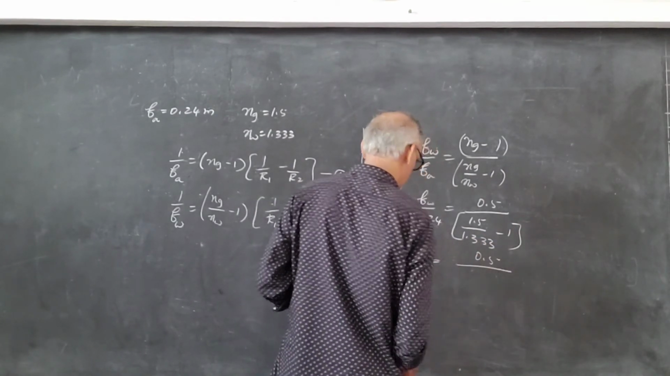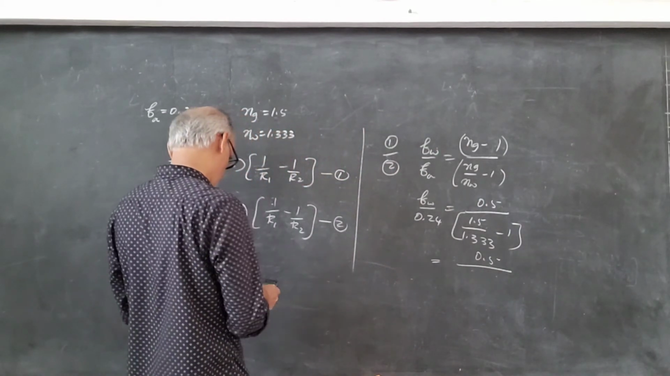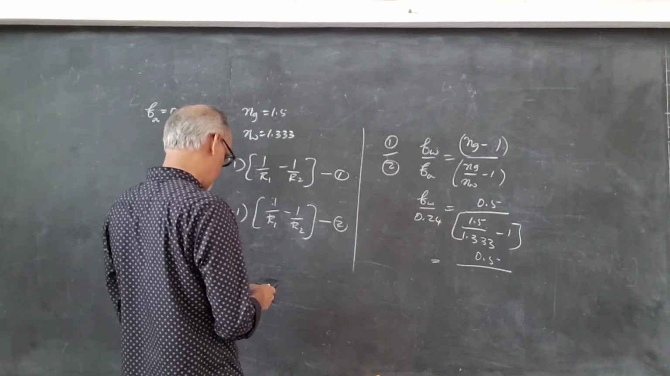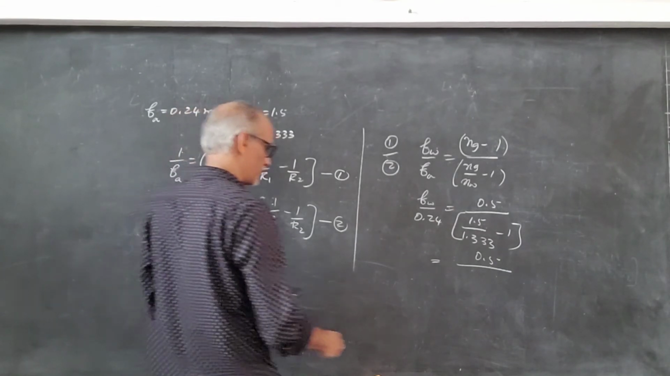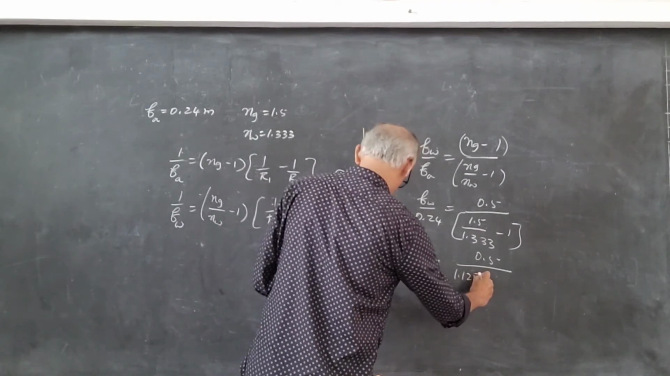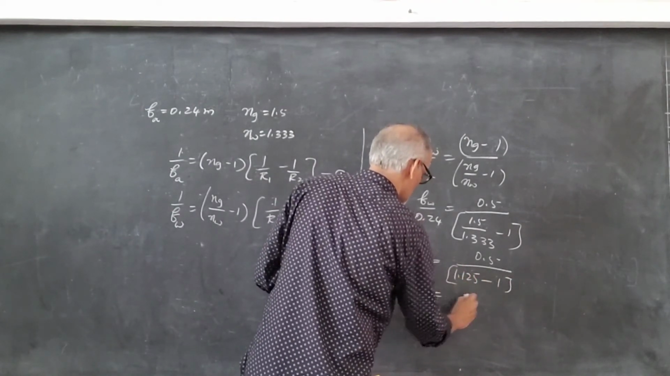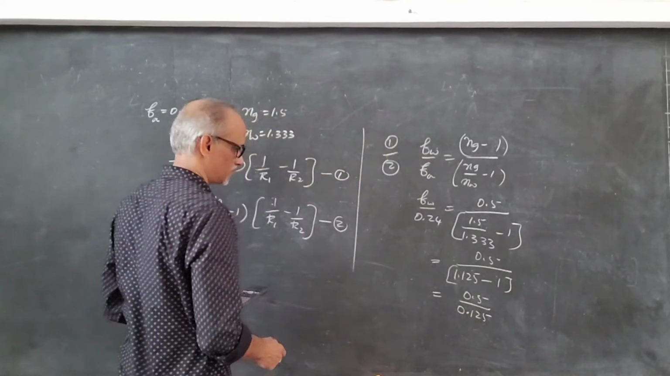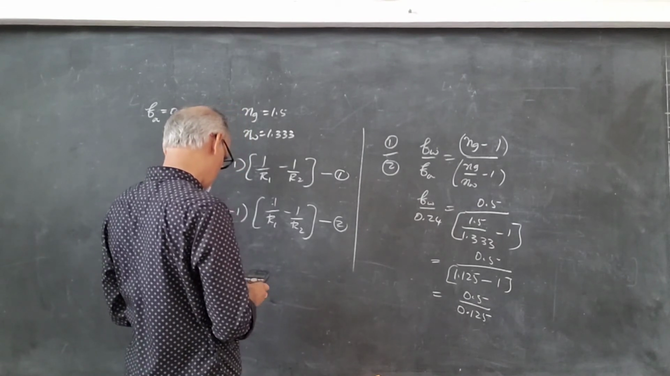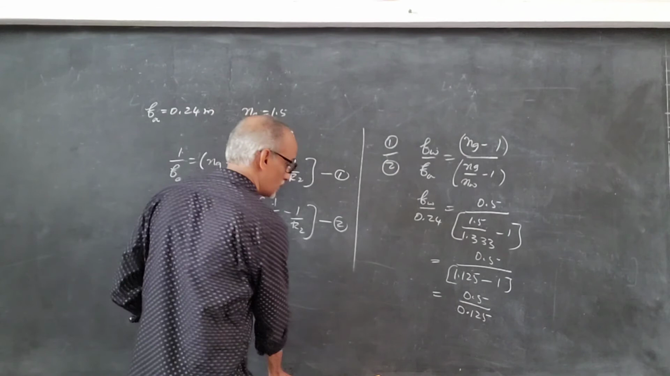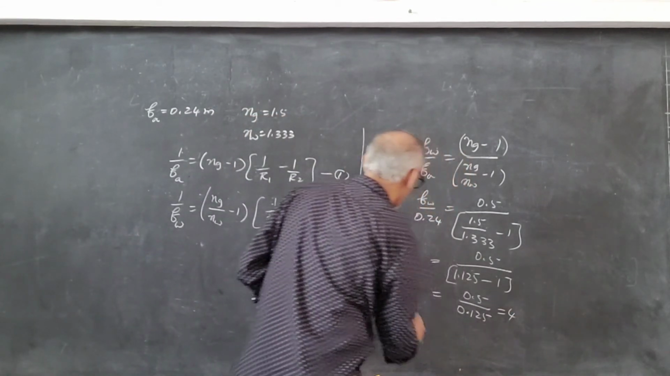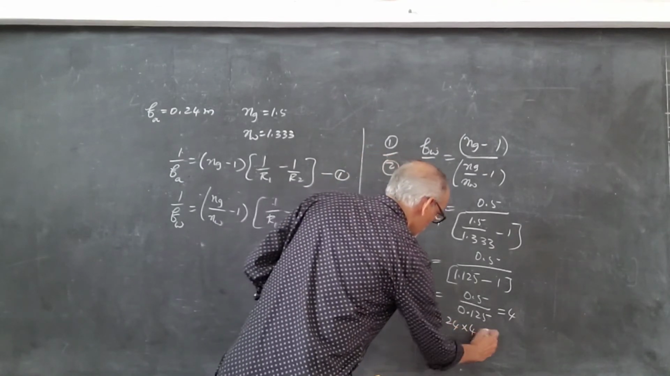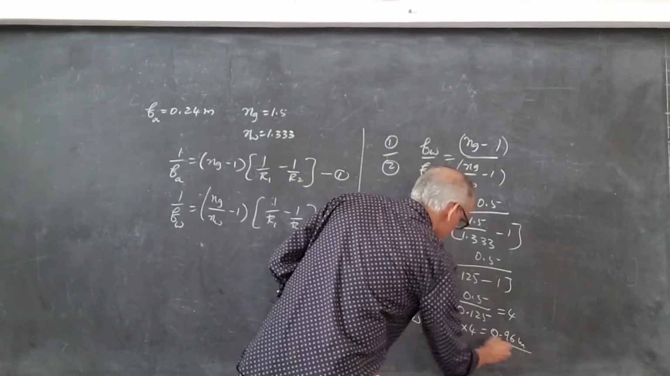So 0.5 divided by, again we calculate this ratio: 1.5 divided by 1.333 is 1.125, minus 1. So which is 0.5 by 0.125, which is exactly 4. So Fw is equal to 0.24 into 4, so that will be 0.96 meter.